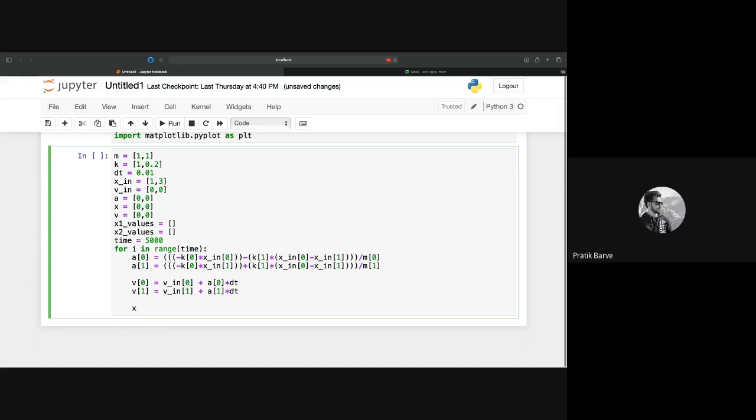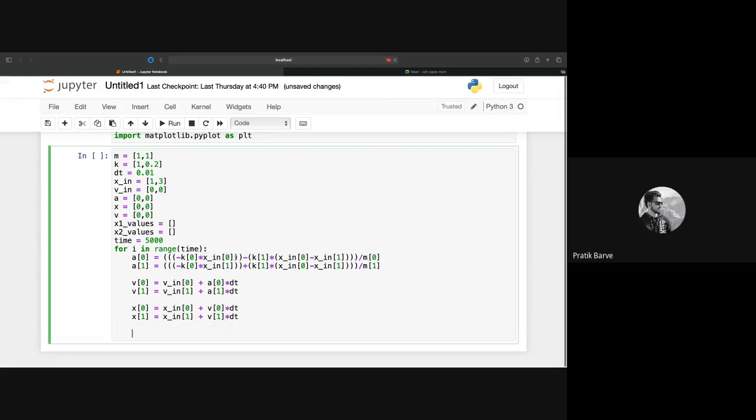Now for our position values, so let x0 equal x in of first index plus velocity of first into dt, and x1 similarly. Yeah. So now this is done.